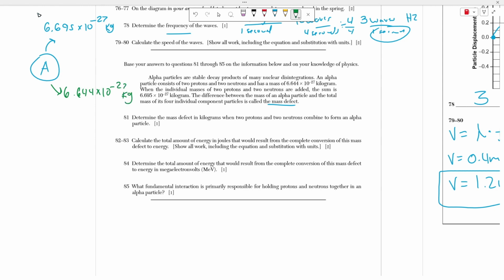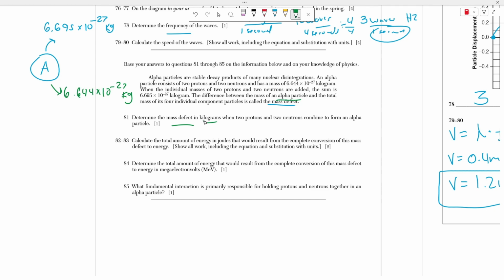So what happens is, as this particle is released, it loses mass. The difference between the mass of the alpha particle, which is in green, and the total mass of its 4 individual components, which is the 2 neutrons plus the 2 protons in blue, is called the mass defect. So if they want us to find the mass defect in kilograms, all we have to do is figure out how much mass is lost when this alpha particle is emitted or formed.